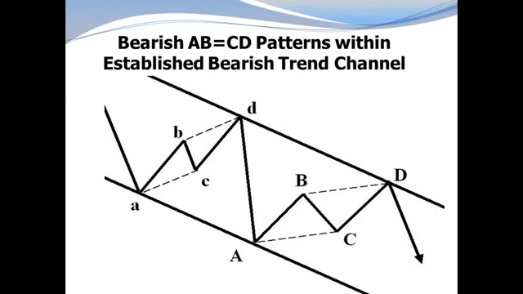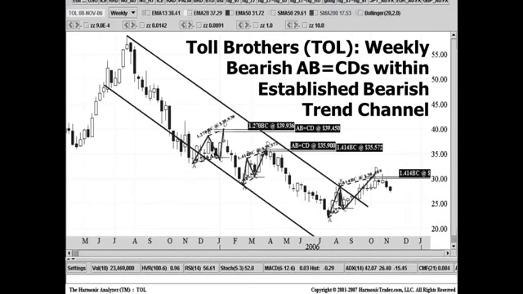In the same manner, bearish ABCD patterns within established bearish trend channels mark important continuation points within a downtrend. On this chart of Toll Brothers on the weekly, we see multiple bearish ABCDs within the established bearish trend channel. The important concept to garner from this chart is that these ABCD patterns formed well into the established downtrend. 2 of the ABCDs formed nearly after the entire stock was cut in half.